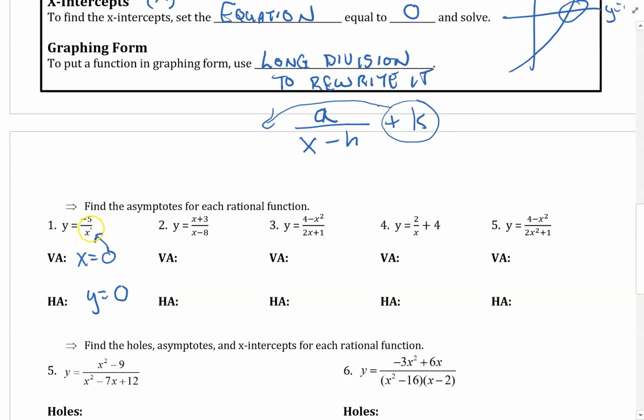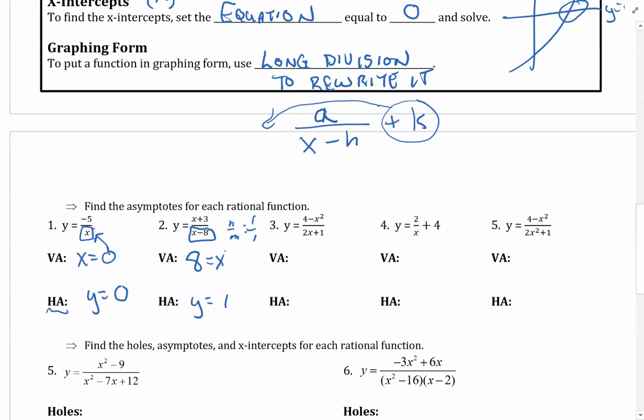So again, for the vertical asymptote, we set our factor in our denominator equal to 0, so x equals 0. And for our horizontal asymptote, we compare the power of the function in the numerator to the denominator, and in this case, the numerator power is less than the denominator, so y equals 0. On problem number 2, our vertical asymptote will be x equals 8. And our horizontal asymptote, I have n over m equals 1 over 1. So we'll be at y equals 1.